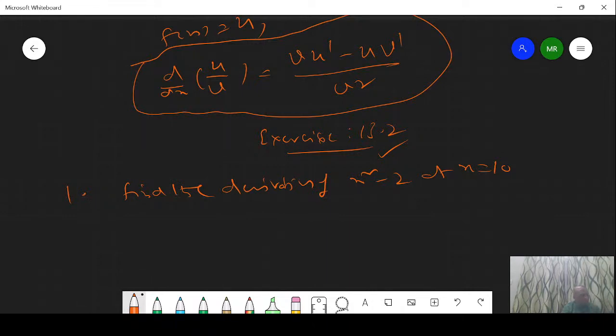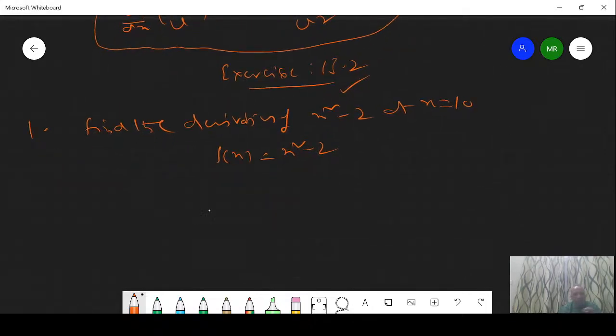Find the derivative of x square minus 2 at x equal to 10. They are asking for this function at x equal to 10. You can consider here f of x equal to x square minus 2. Correct? You take x square minus 2. Then you write the formula f dash x is equal to limit h tends to 0 f of x plus h minus f of x by h.